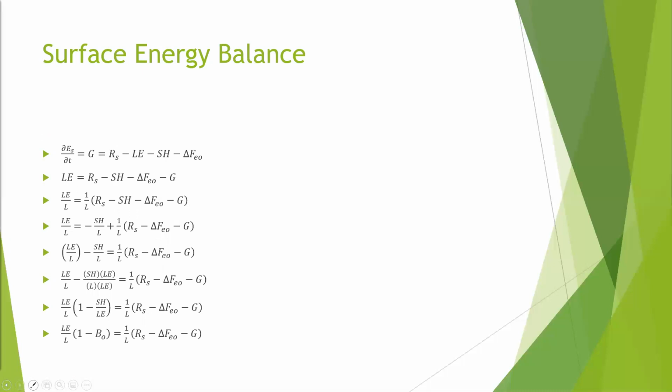Now we will change gears and discuss the surface energy balance, which is the first equation on this slide. After some more algebra, we get this equation here, and using the fact that sensible heat divided by latent heat gives the equilibrium Bowen ratio, we can substitute that into this last equation.